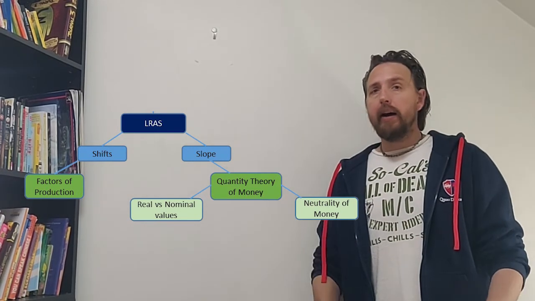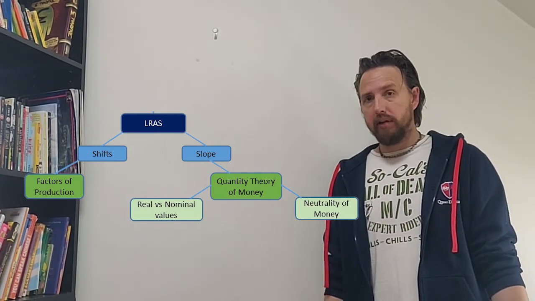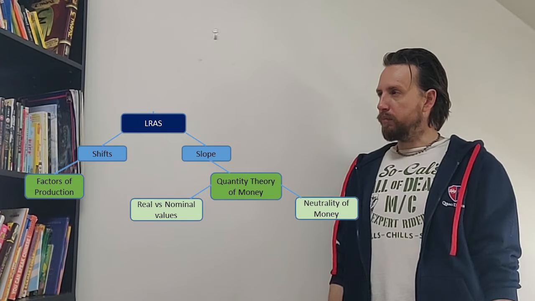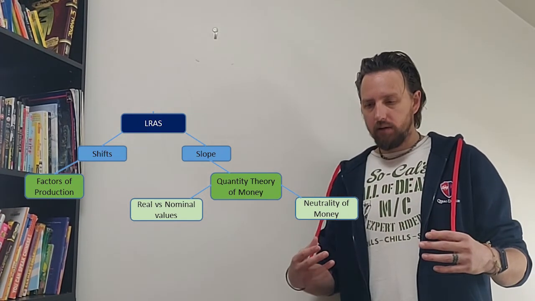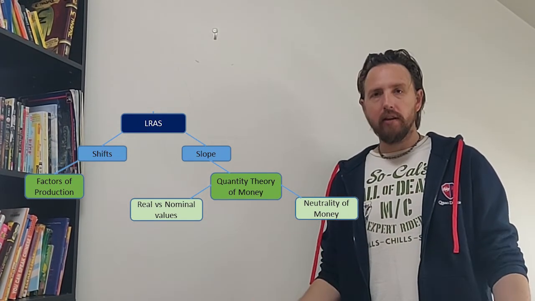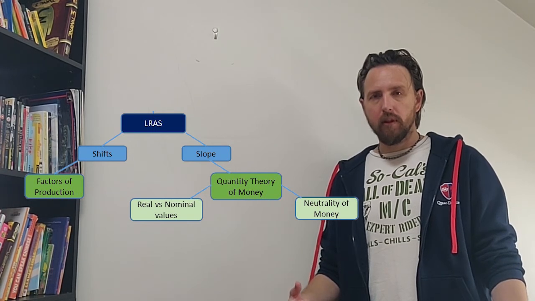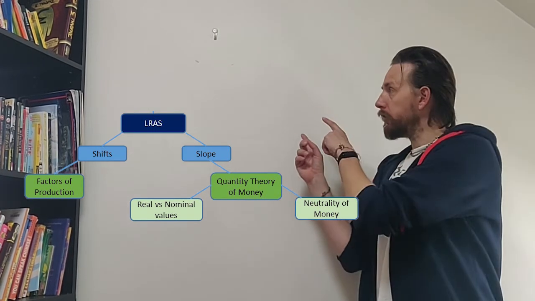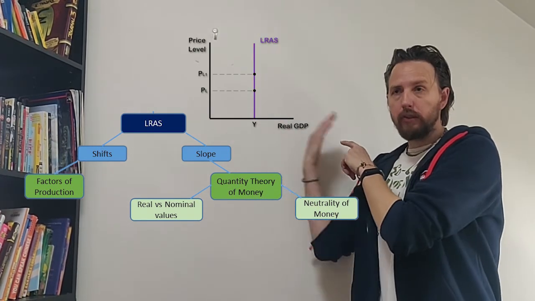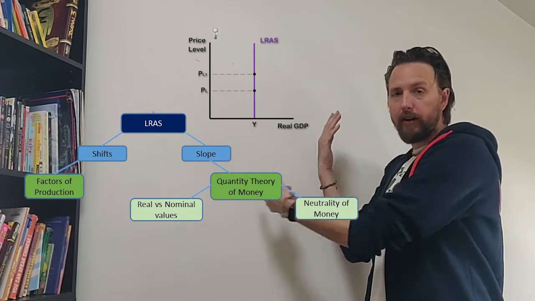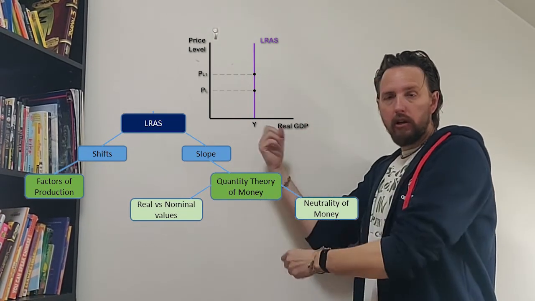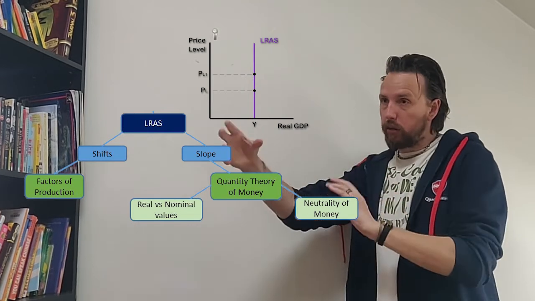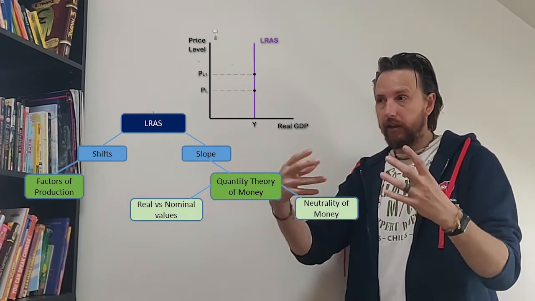So I hope that all puts together. There's a graph there, and shifting it is done with the factors of production. Nominal, real. We're going to use nominal and real later. That'll matter later when you connect things together.